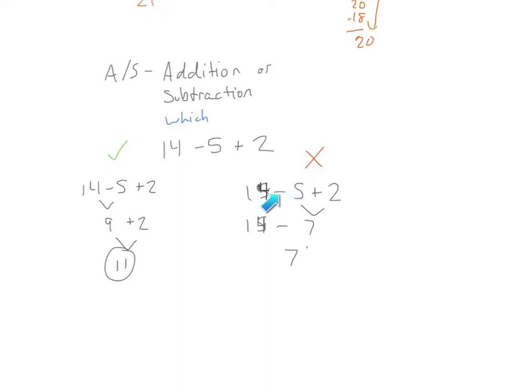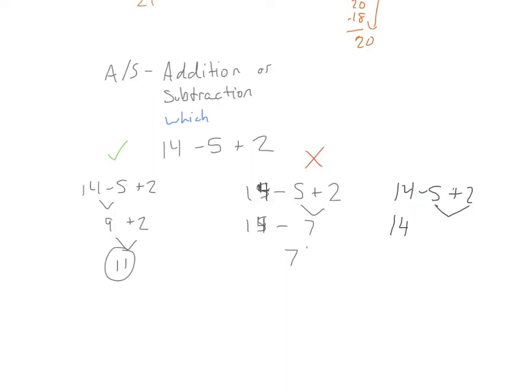The sign to the left of him is negative. So if you were to do that, I'll do it one more time. If you were to do it out of order, but do it correctly, you would have to say that doing this part right here is not 14 minus 5 plus 2, but you take this minus 5 and it becomes a negative 5.